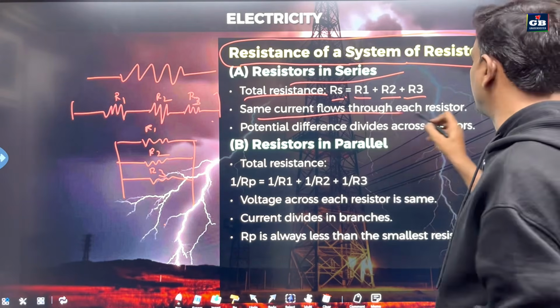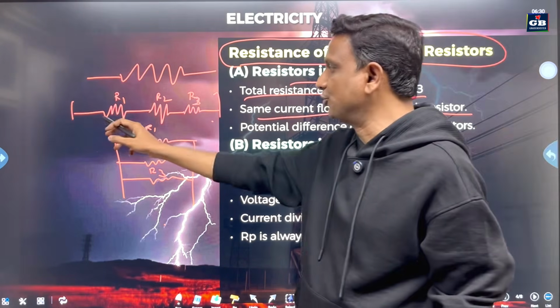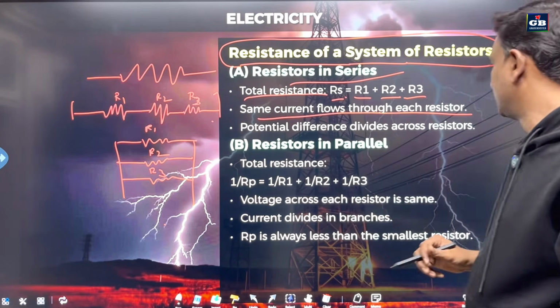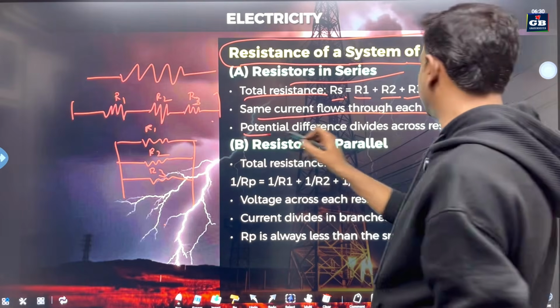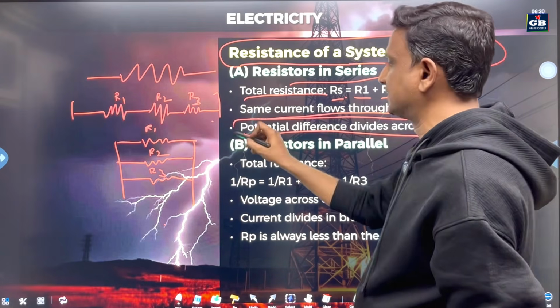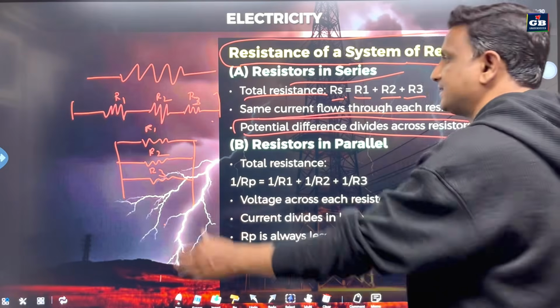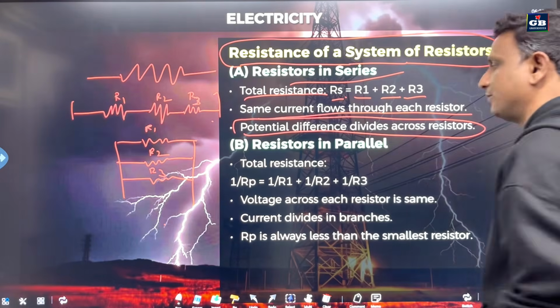Same current flows through each resistor. Okay. The potential difference divides across the resistors, but the same current flows.